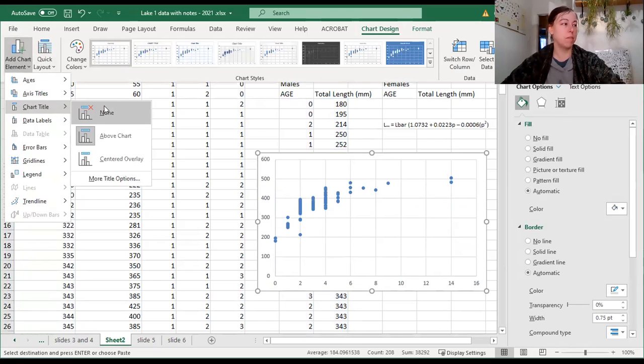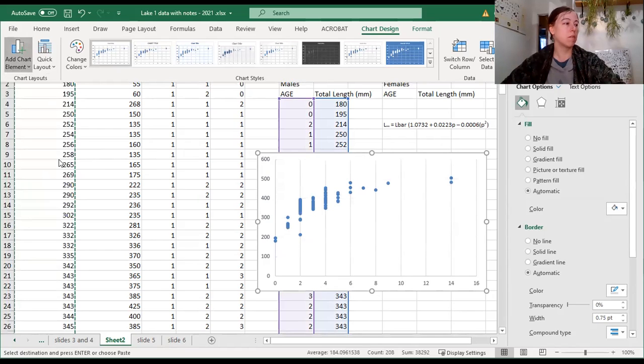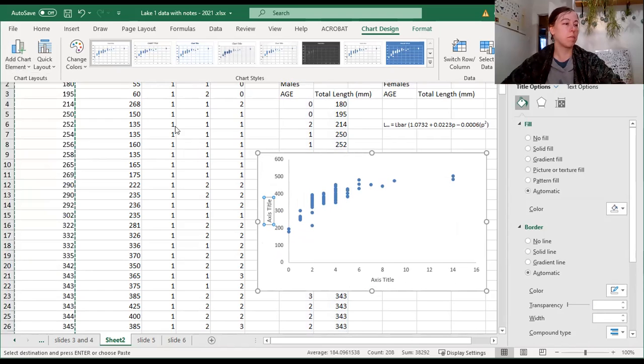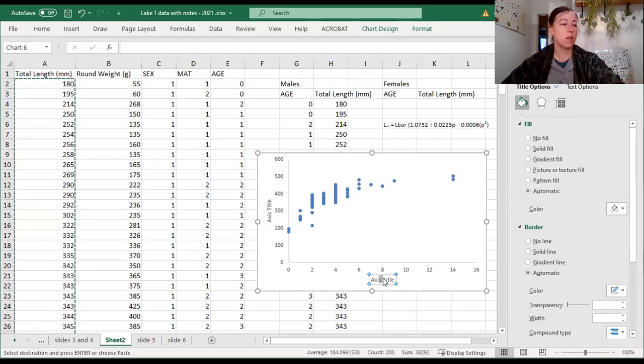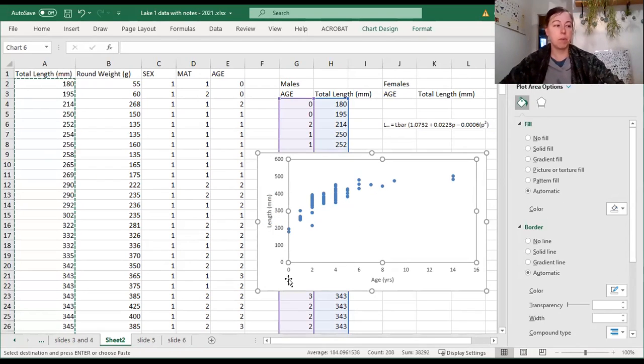Highlighting my chart, I want to go to chart design. I'm going to remove my chart title, remove my grid lines, and add axis titles. Age, years. And length, in millimeters.